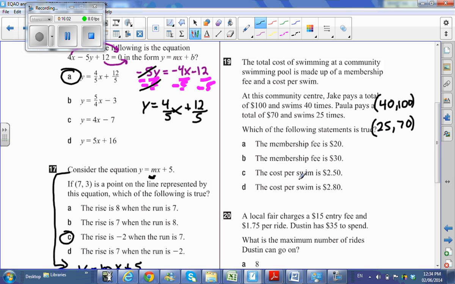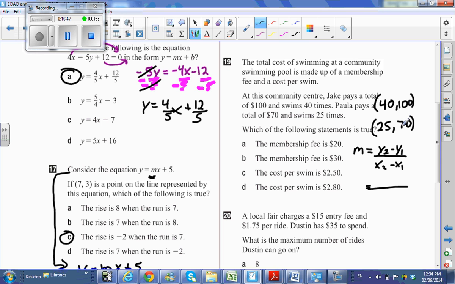The membership fee is $20. The membership fee is $30. The cost per swim is $250, or the cost per swim is $280. Okay, so maybe let's go ahead and find the slope, because the slope would represent the cost per swim. The y-intercept in our equation, because if we actually looked at finding the equation, let's go ahead and find the equation. It'd be really interesting if two of these were true, because there's definitely maybe the membership fee is 30 and the cost per swim is 280. Okay, but only one could be correct. So let's go ahead and first of all find the slope. So slope equals rise over run, but I don't really have my rise and run so easily, so I'm going to go y2 minus y1 over x2 minus x1.